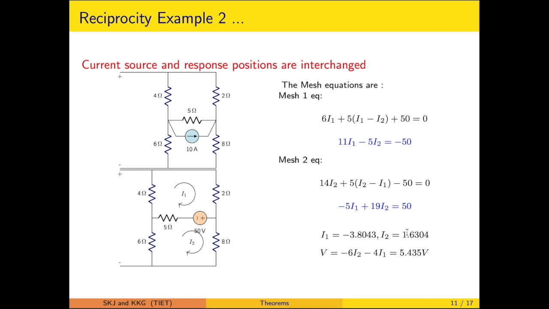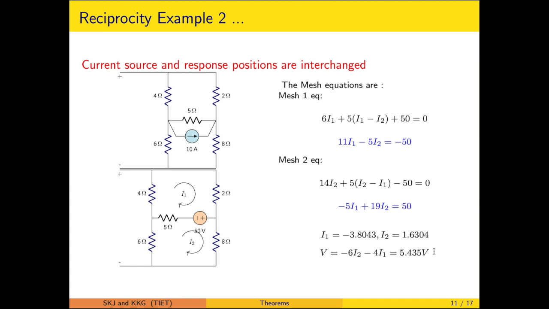These equations are solved, and now the V voltage is to be identified. So that particular V voltage, you can say voltage rise from this point to this point, or you can say the voltage drop across the 6 ohm resistor plus the voltage drop across the 4 ohm resistor. That is giving the value, and that is coming out to be 5.435.